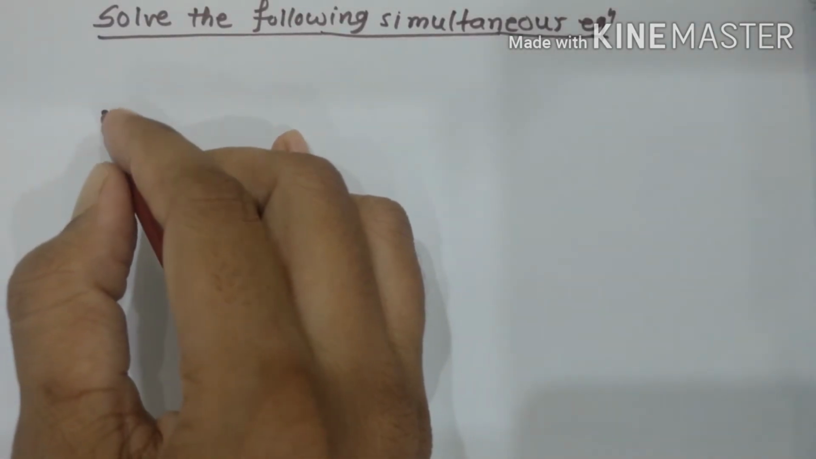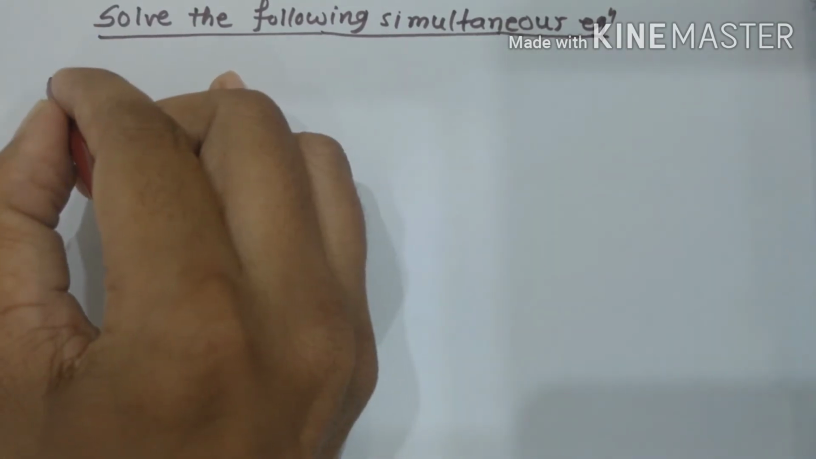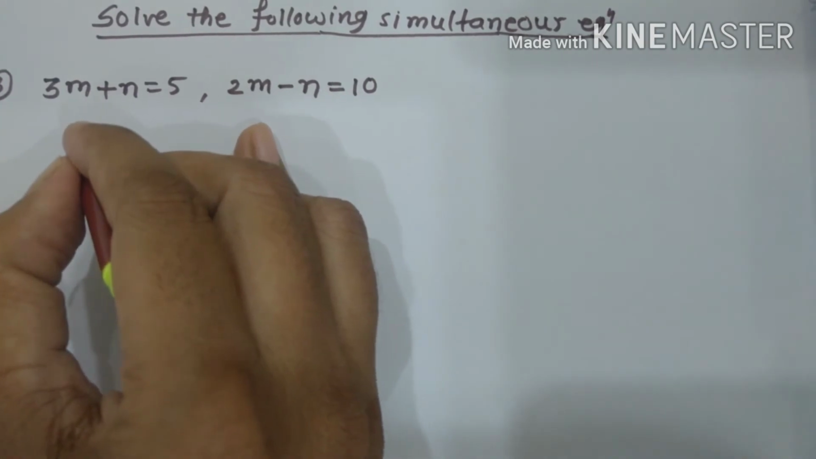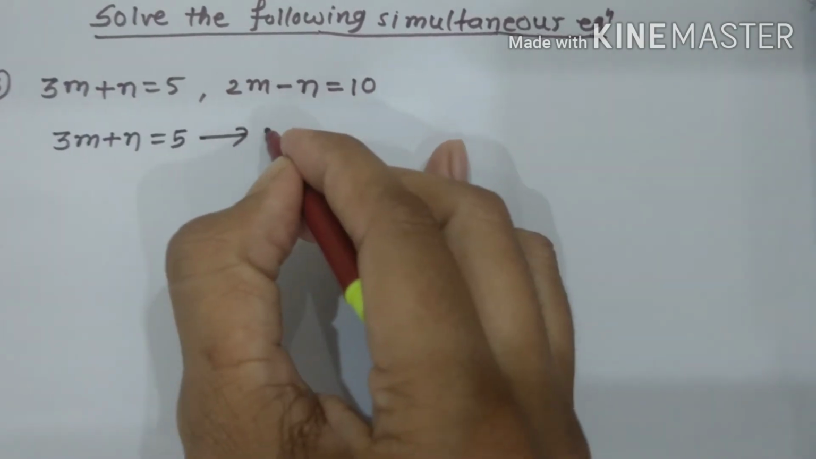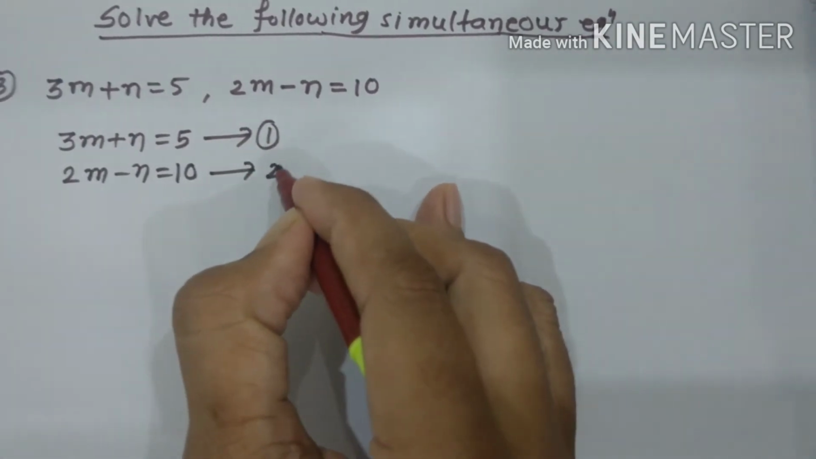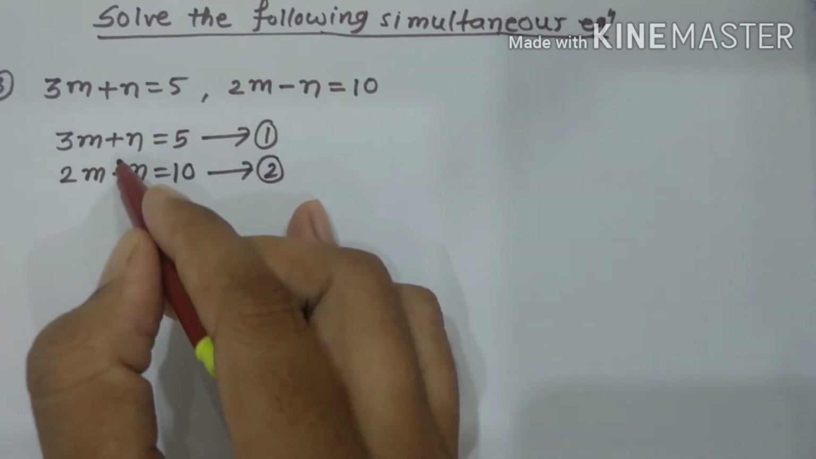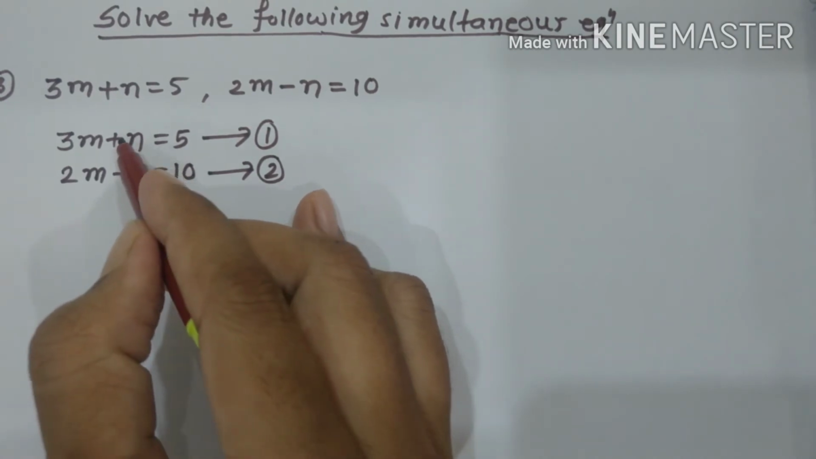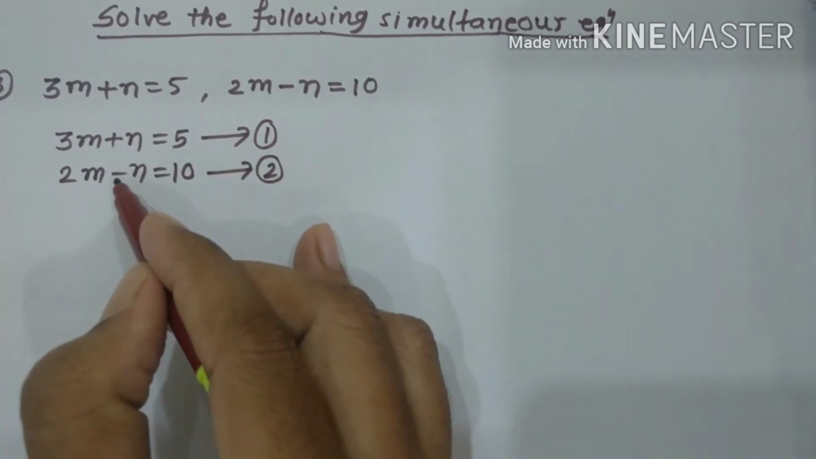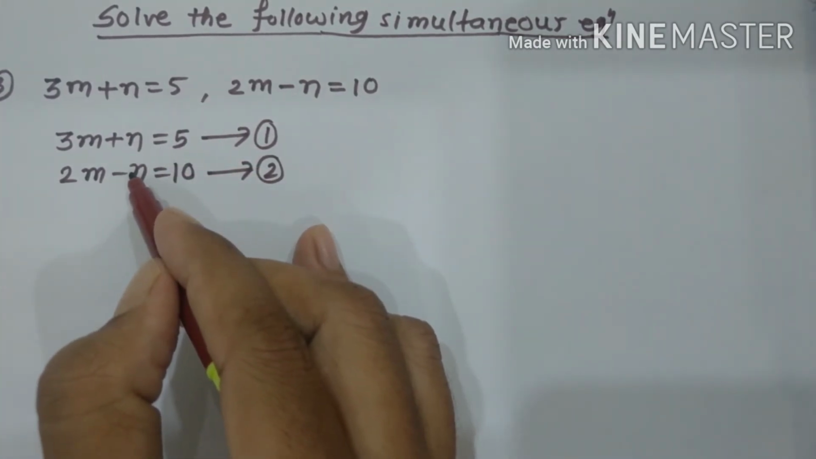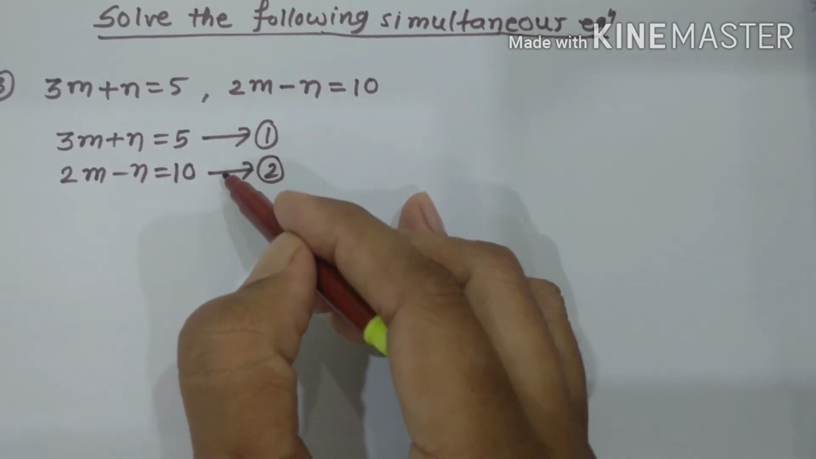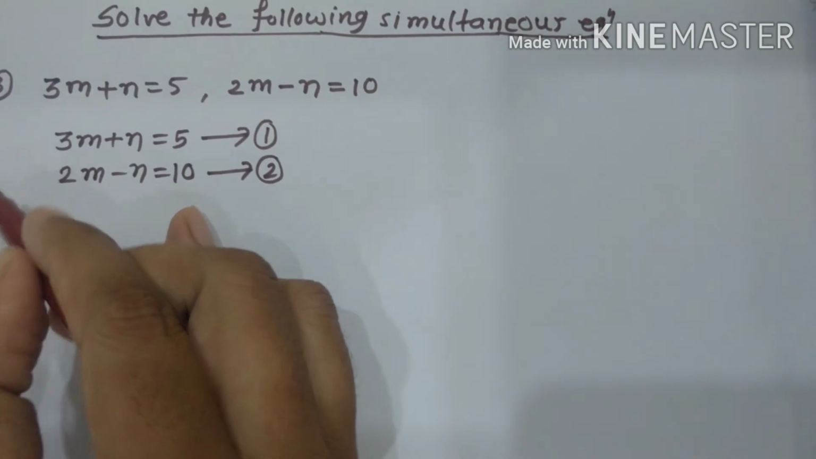Let's see another simultaneous equation. Let us write the first equation and then the second equation. Here also you can see that the sign of variable n is plus in the first equation and the sign of variable n in the second equation is minus. If you add equation 1 and equation 2, the n will cancel.